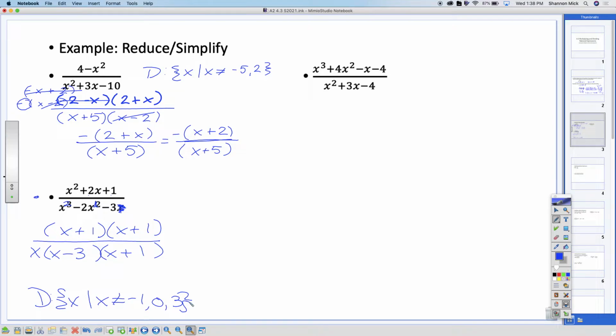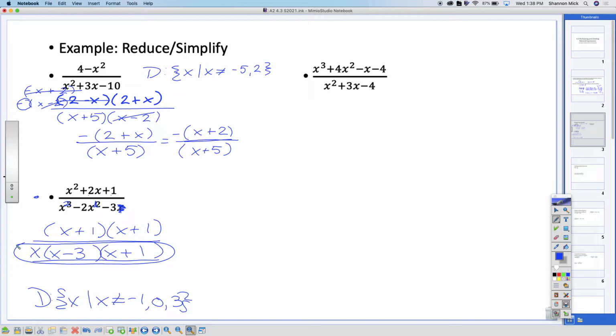Set all the denominator factors equal to 0 because I cannot divide by 0. I set every single one of these factors equal to 0, like we've been doing with the rational functions. Because if I want to know what makes them 0, I have to set it equal to 0.